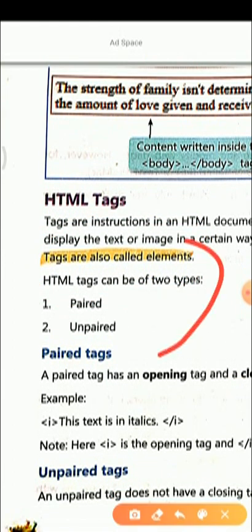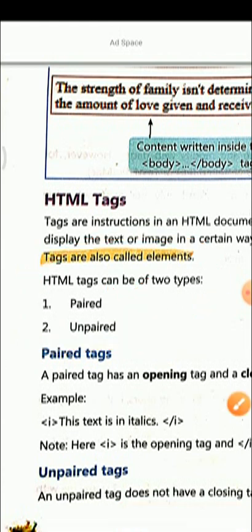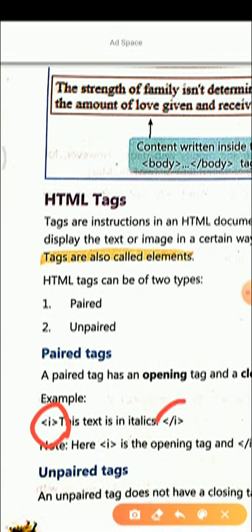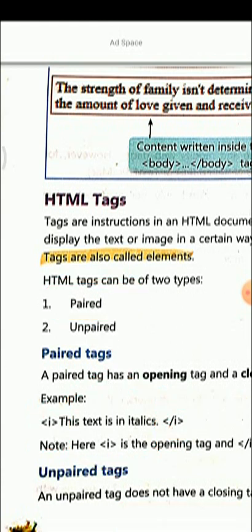How many types of HTML tags are there? The first one is the paired tag and then the unpaired tag. Paired tag means the tag which has an opening as well as a closing. That is called a pair tag, because this makes a pair. Perfect. So these kinds of tags are called pair tags.